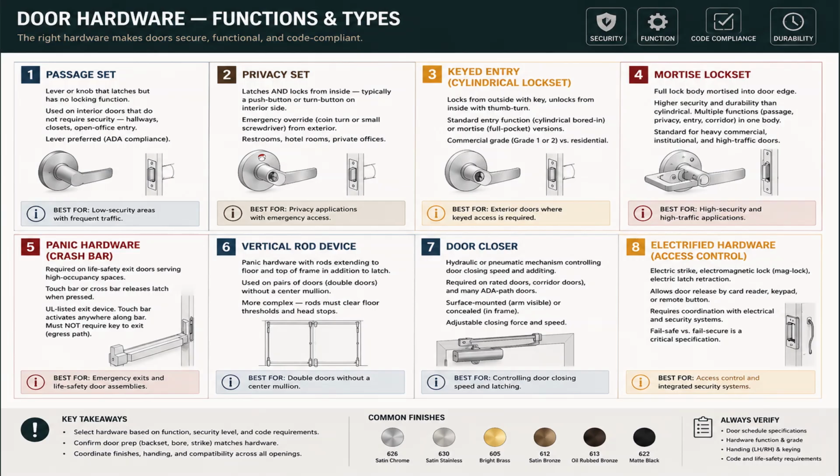A mortise lock set is a full lock body mortised into the door edge, recessed into a pocket cut into the door. Higher security and durability than a cylindrical lock, and it can house multiple functions: passage, privacy, entry, corridor, in one body. The standard for heavy commercial, institutional, and high-traffic doors. Best for high-security, high-traffic applications.